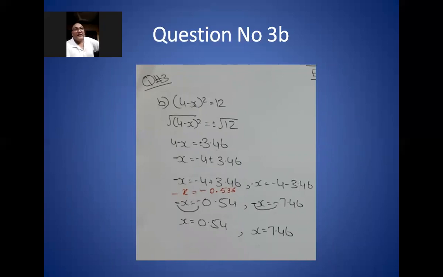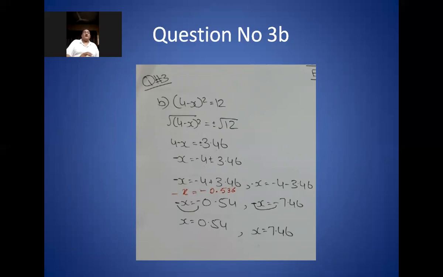The next question coming up on your screen is question number 3, part B, and the equation given is (4 minus x) whole squared equals 12. A very simple method: take the square root on both sides. You can see it will be 4 minus x, because the square and the square root will cancel. So you will have 4 minus x equals the square root of 12, which is 3.46, and with it I will write plus minus. Take this 4 to the other side, it will become minus 4.